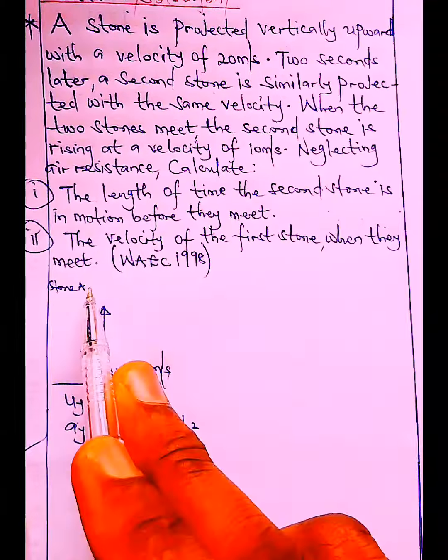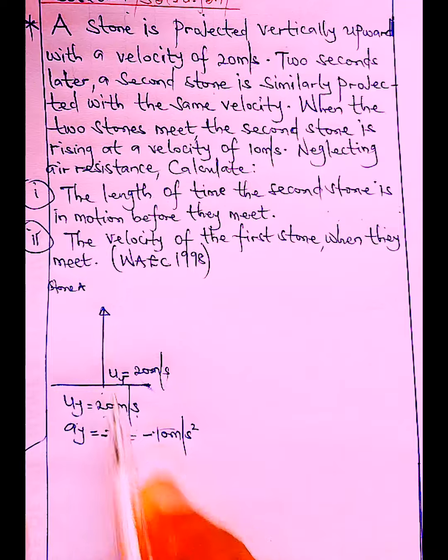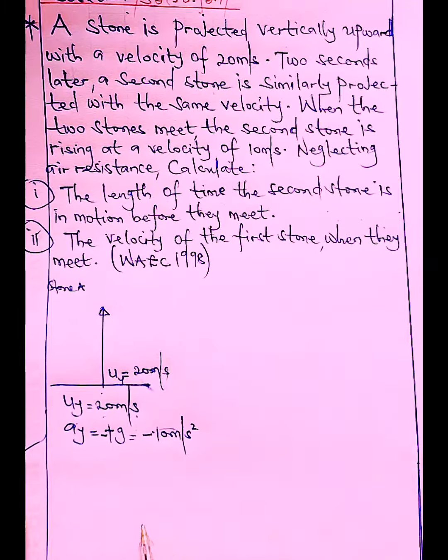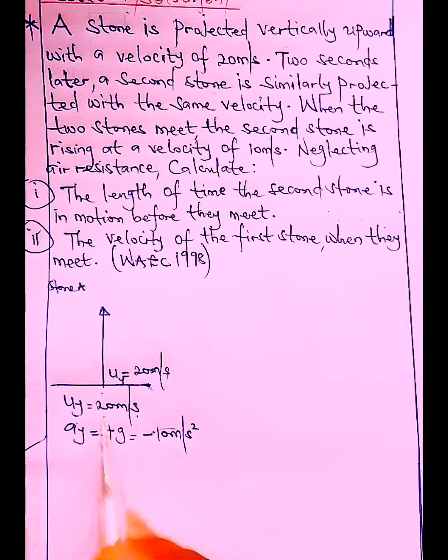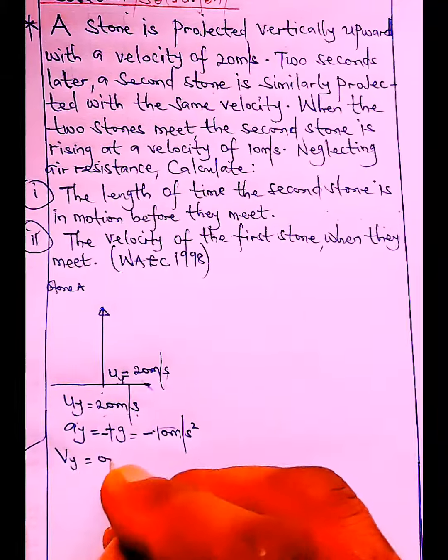Don't forget the body was thrown up. So if a body is being thrown up, it's going to be negative gravity. But if a body falls, it's going to be positive gravity. Now it was thrown with this velocity. Now don't forget that at max height, the final velocity is 0 meters per second.